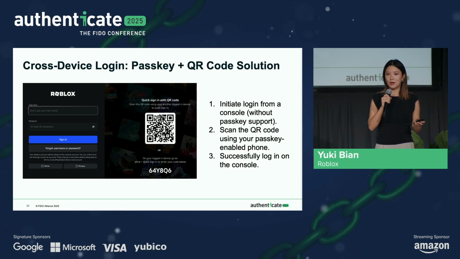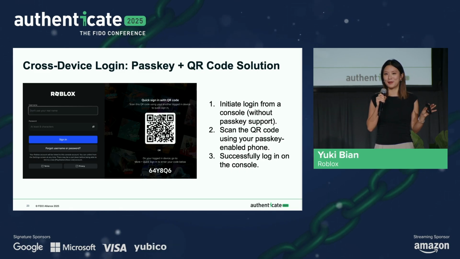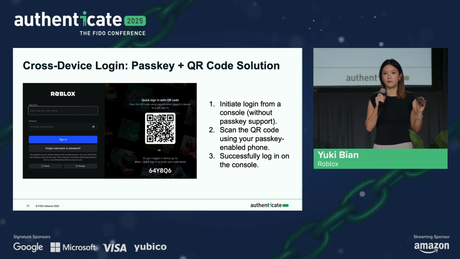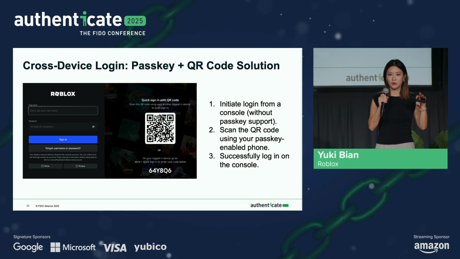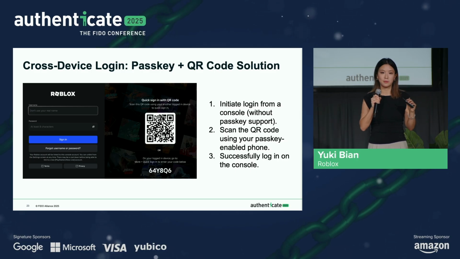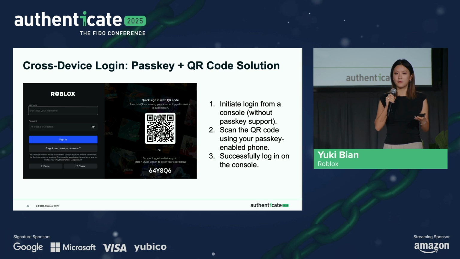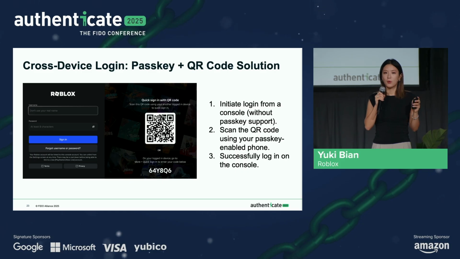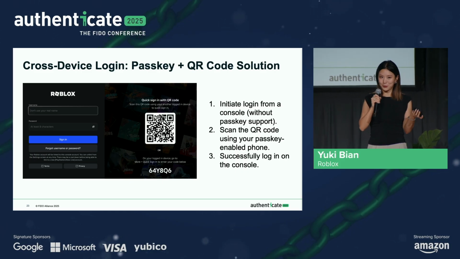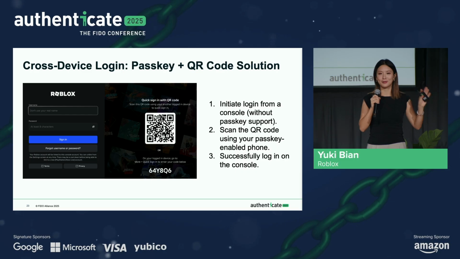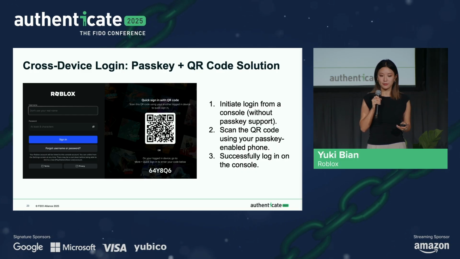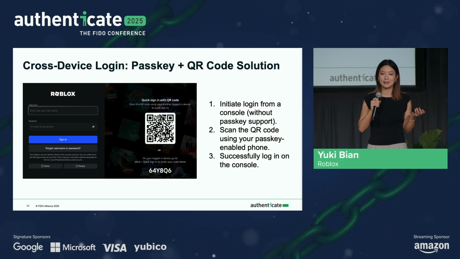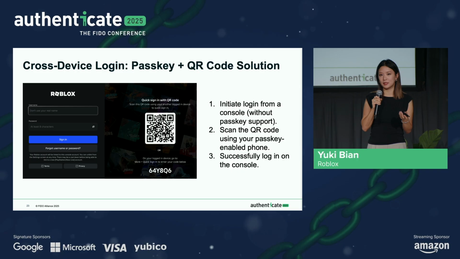So our solution here is that we are leveraging a QR code login method on Roblox. When users want to log in on console or VR, they will see a QR code or a short code displayed on the device that they want to be logged in on. And then they can use their phone where the passkey lives to scan the QR code or enter the short code. Once the user confirms with their passkey on their phone, they'll be logged in on the VR or console device where passkey is not supported. So this really makes our passkey-based accounts able to access any device, even if it's not passkey supported yet.